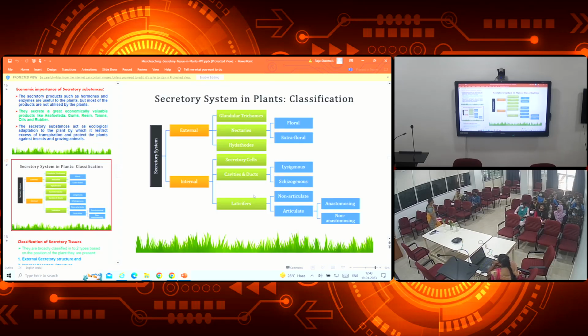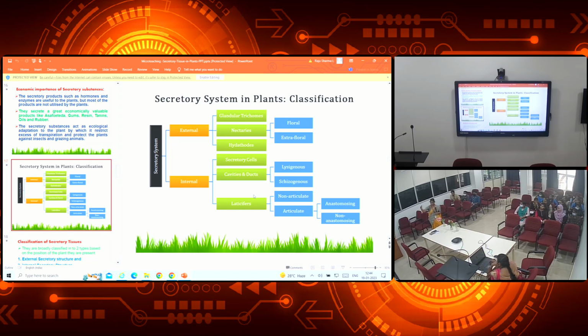By having these secretory products, some plants are not eaten by animals. If a plant has a lot of latex or milk, the animals don't go and graze on it, so it is a protection to the plant. These are some ecological adaptations that we can find.